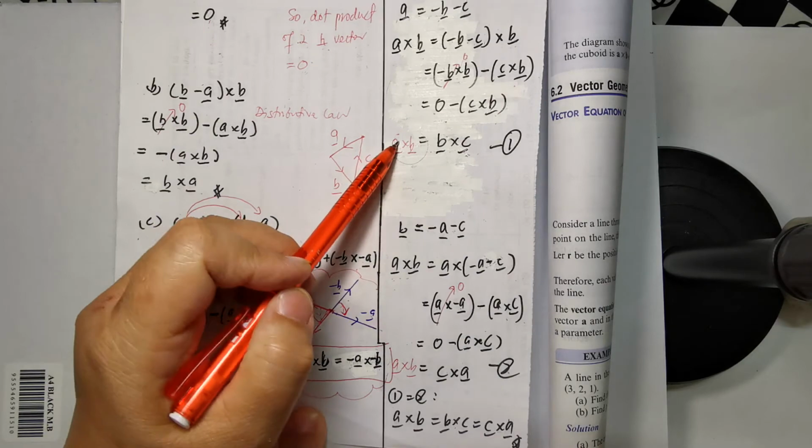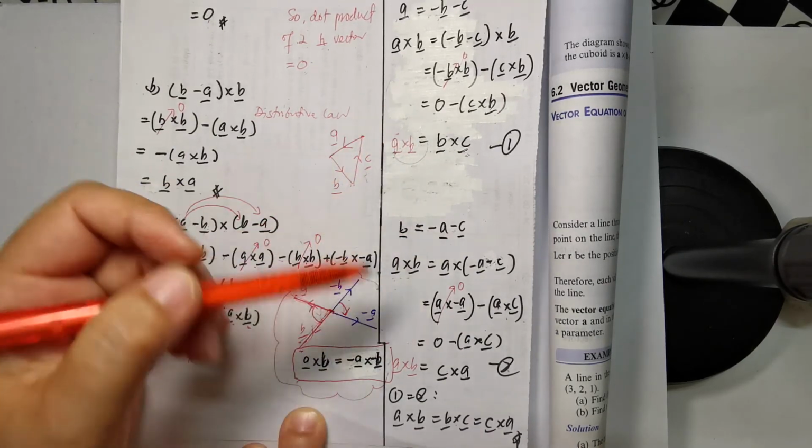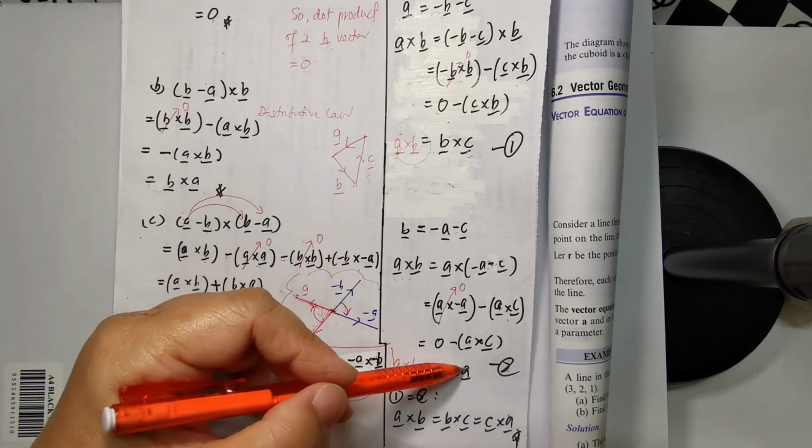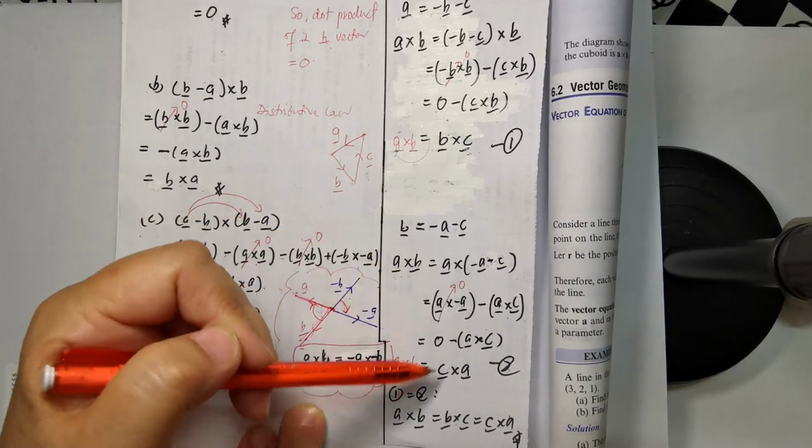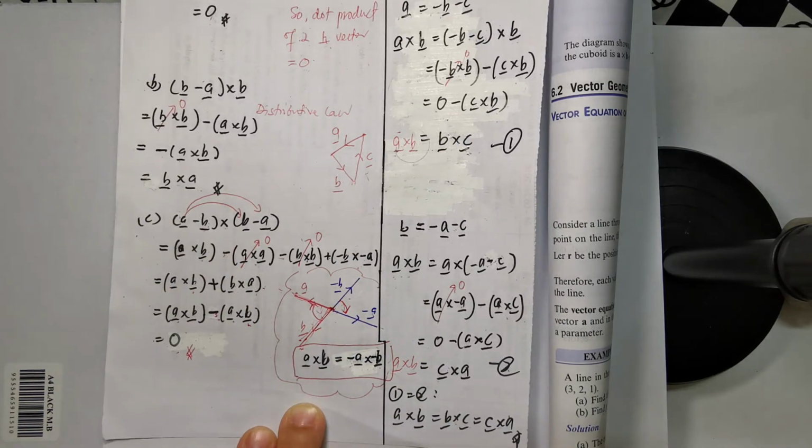So equation 1, A cross B is the same as B cross C. Equation 2, A cross B is the same as C cross A. Both are also A cross B. Therefore, A cross B is the same as B cross C, which is the same as C cross A. Alright, proof.